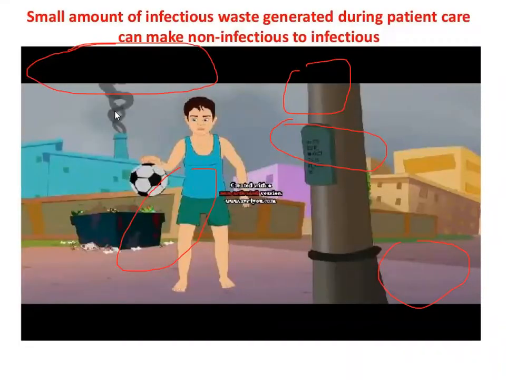Next, how this biomedical waste is infectious to the person. A small amount of infectious waste generated during patient care can make the non-infectious waste infectious. See these children, if they are lying near the waste which is dumped in this container, it may spread the diseases. If a non-infected person comes in contact with this infectious waste, it may spread the diseases.